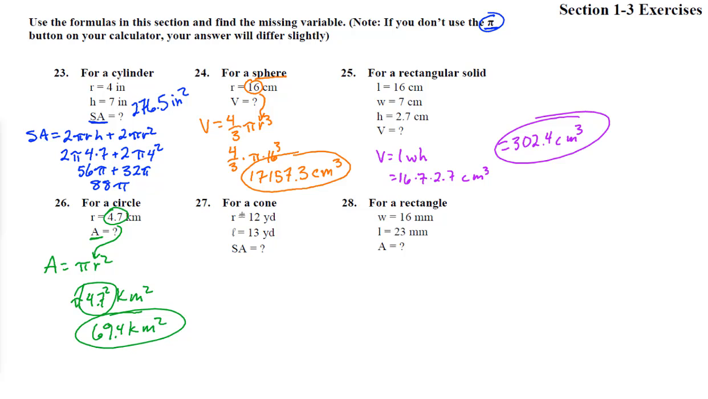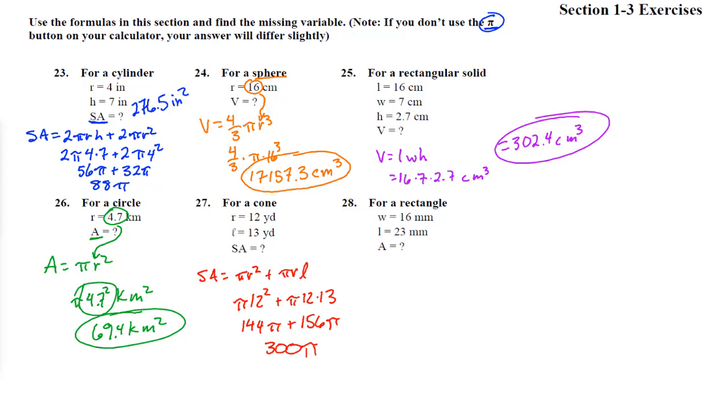All right, number 27. For a cone, we have radius, this stands for slant height, and that's SA. So we want to find the formula for surface area of a cone. It's pi r squared plus pi r L. And so we're going to take the 12 and put it in right there. So we get pi times 12 squared plus pi times 12 times 13. That's 144 pi plus 156 pi. That looks like 300 pi.